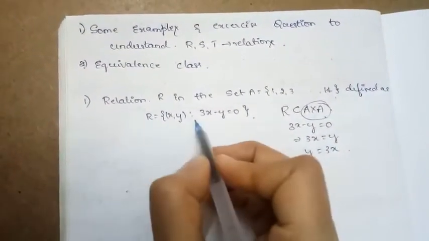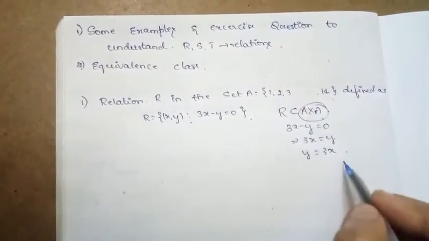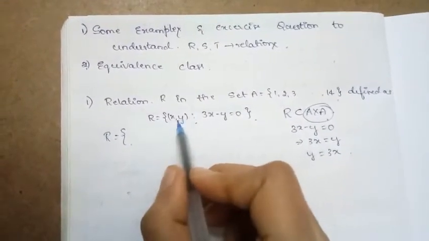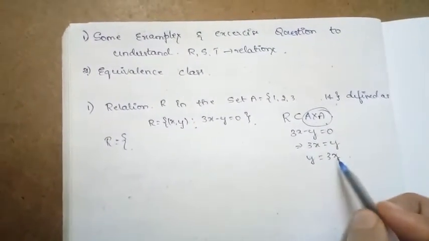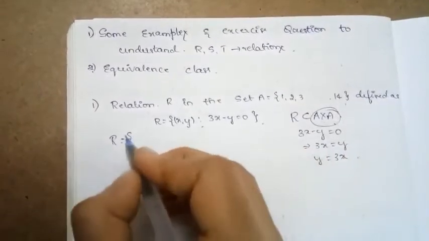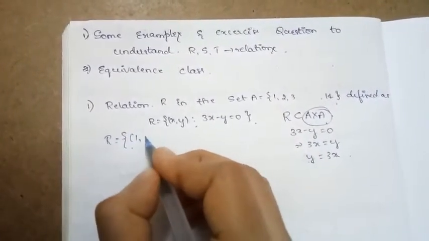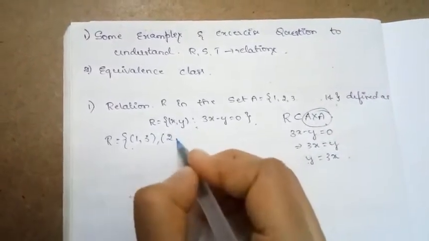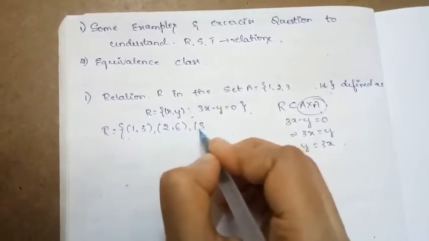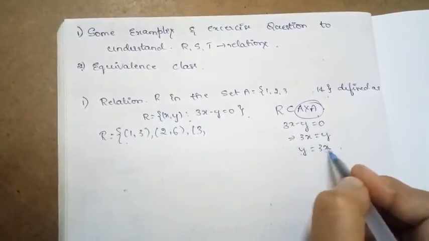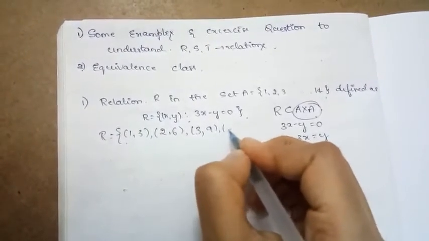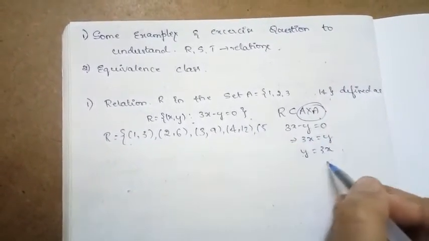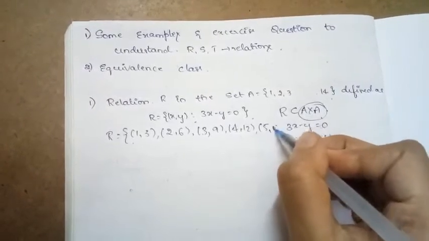So now what are the elements coming under this relation? Let us find out those ordered pairs. The elements in the relation are in the form of ordered pairs. Suppose I take x is equal to 1, what is the value of y? If x is 1, y is 3. If x is 2, 3 2s are 6, so the value of y is 6. If x is 3, the value of y is 3 3s are 9. If x is 4, 4 3s are 12. If x is 5, 5 3s are 15.